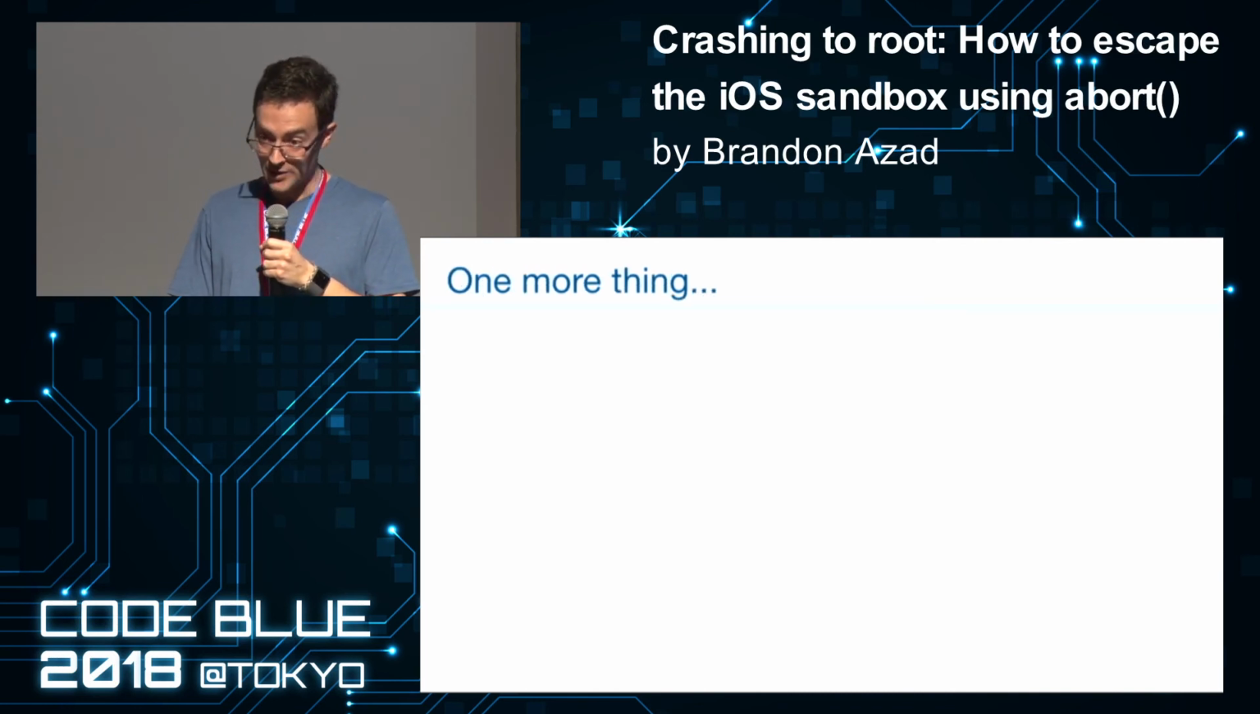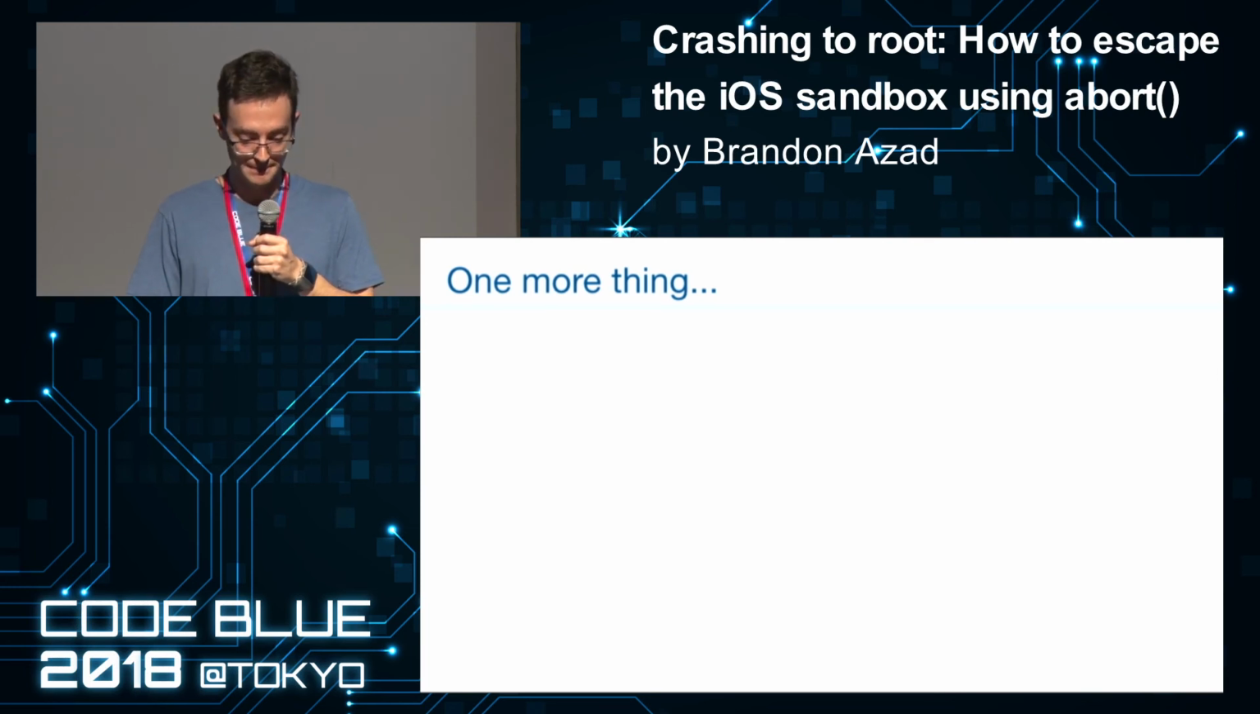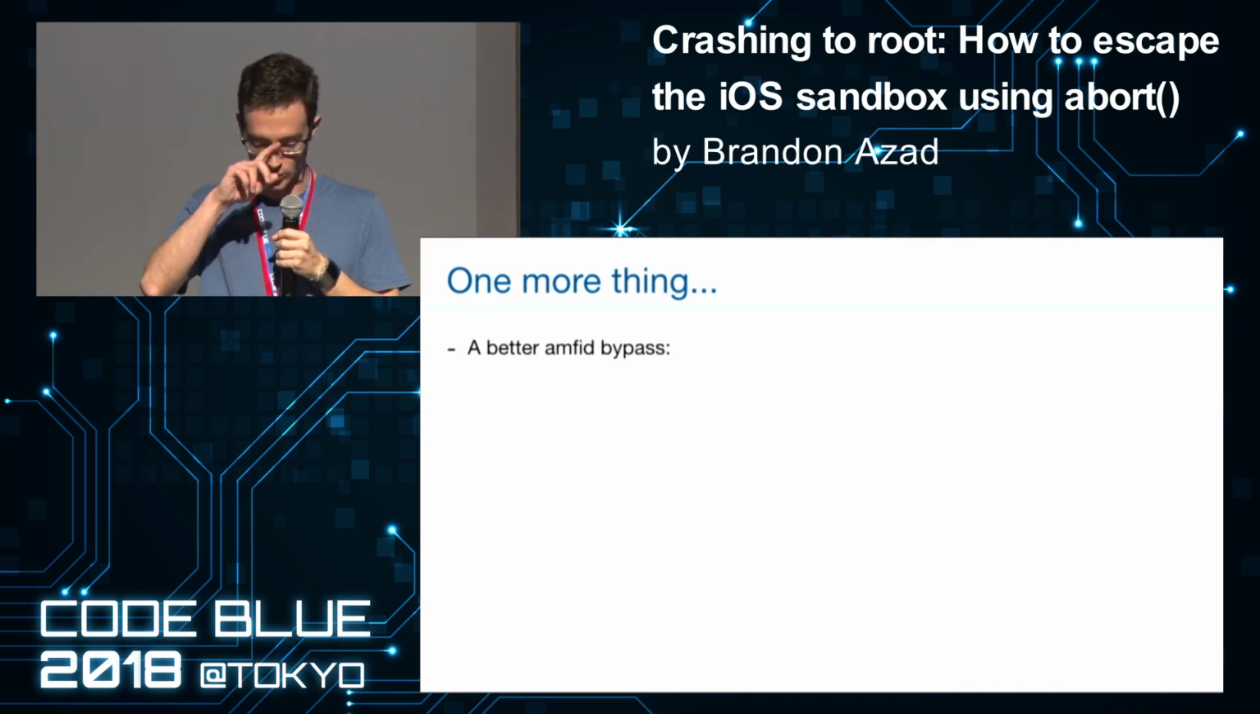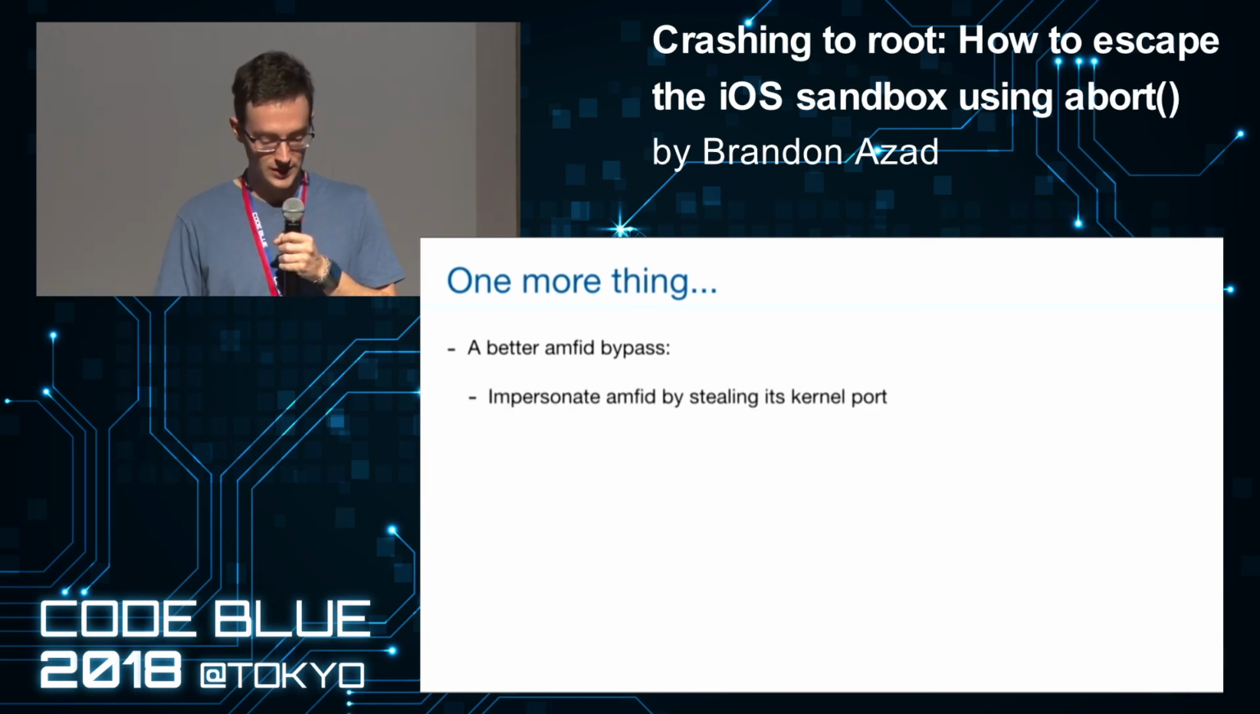And before I wrap up, there's one more thing. A new and improved way to bypass AMFID. We've already seen the traditional approach, which works by patching AMFID and catching its exceptions. In this new approach, we impersonate AMFID by directly stealing its kernel port.